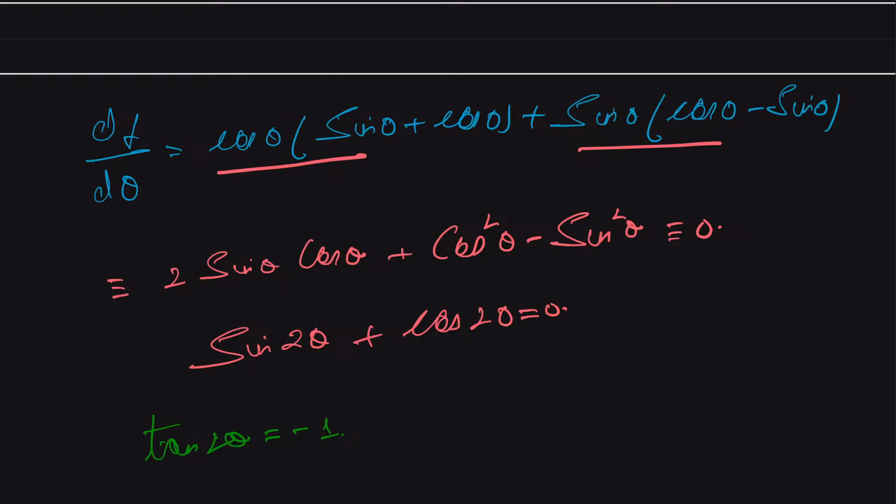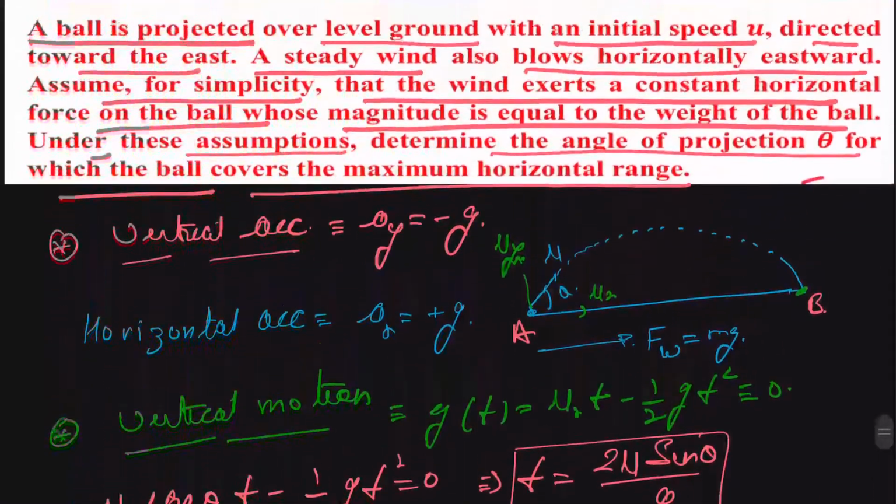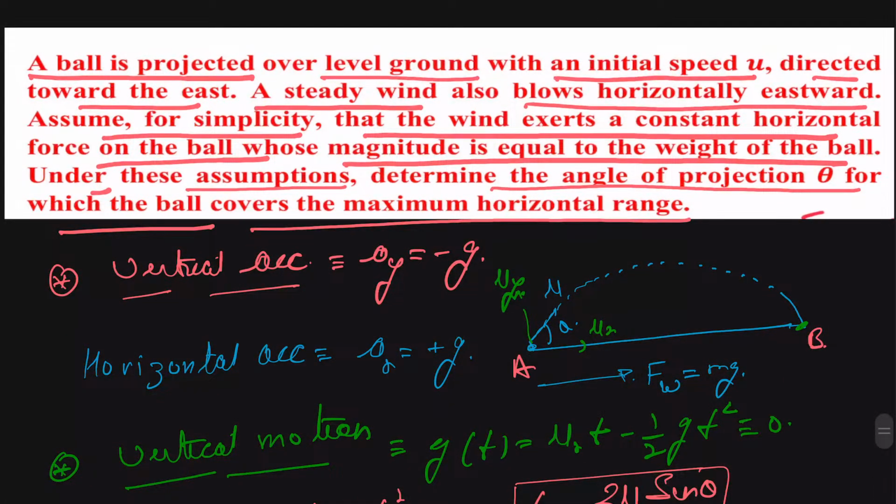And the value of theta will be approximately 67.5 degrees. For this value of theta, we are going to get a maximum when the wind is in support of our projectile motion, that is, the direction is the same. The projectile is going from left to right, and the wind direction is also from left to right.